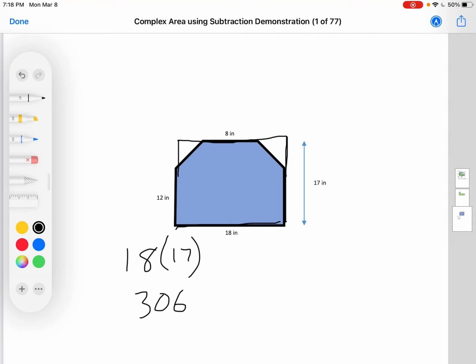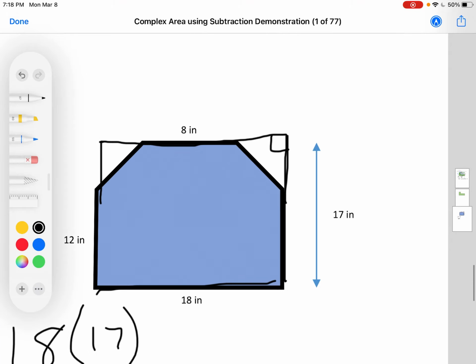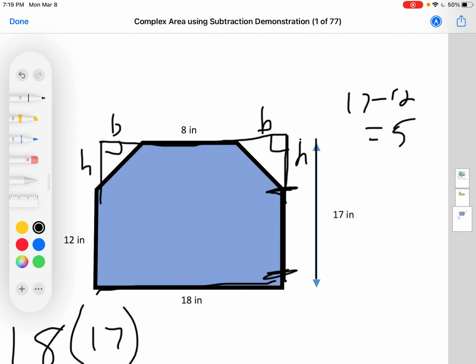Now, each of these is a right triangle. Those are right angles. So to find its area, I need the height here, and I need the base here, and the height here, and the base here. Well, to get that height, I'm going to do 17 minus 12. 17 minus 12 equals 5. So this height is 5, and this height is 5.